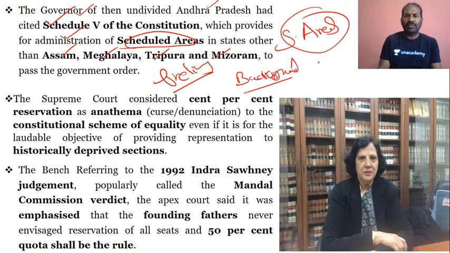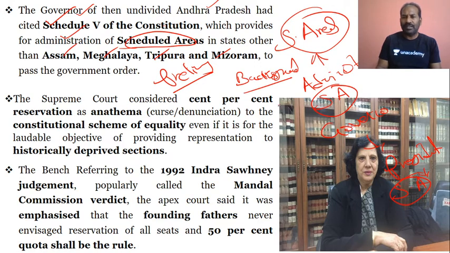So who has the authority or the power to administer the scheduled areas? As per Schedule 5 of the Constitution, it is the state administration, or to be more precise, the governor, because at the center it is the president. It is the president who defines the scheduled areas in consultation with the governor of the respective state. So rather than the state administration, it is the governor who looks into the administration of the scheduled areas in any particular state.